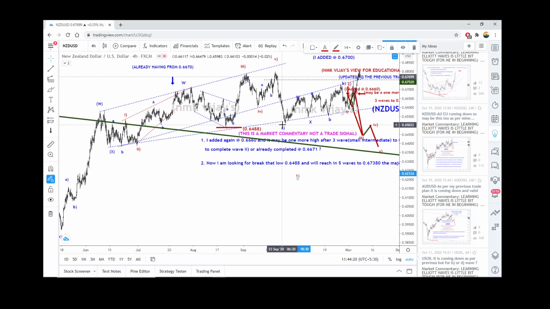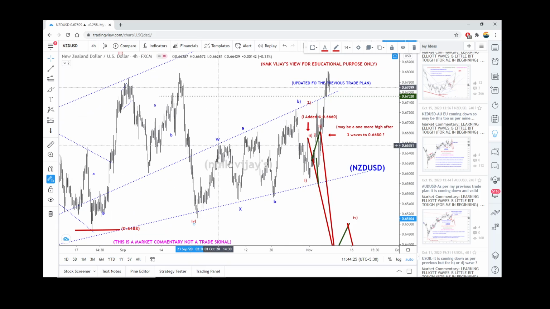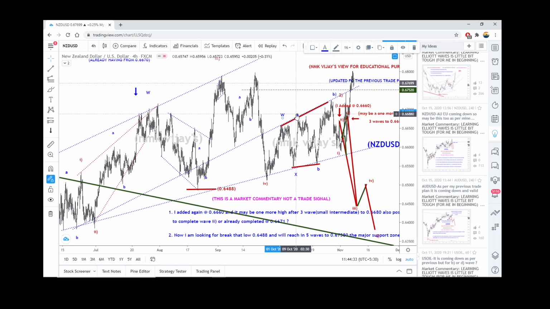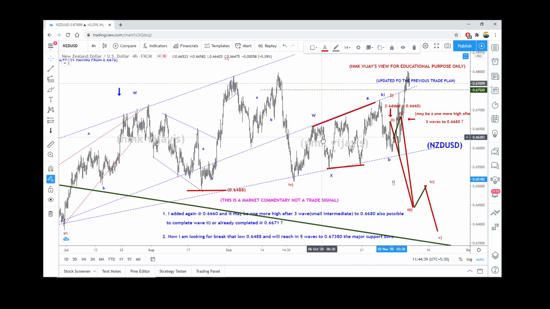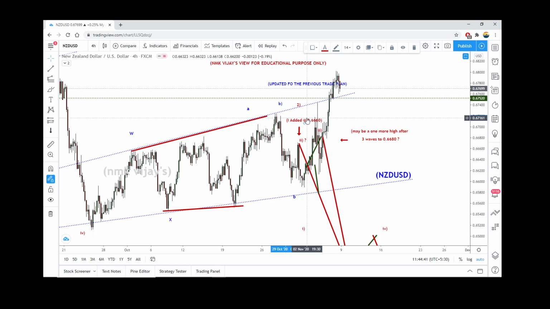I'm now considering this as a 4. So this is a 1, 2, 3, 4, 5. So this could be a leading diagonal or an expanding leading diagonal. So this is the A. So this is the B. One second. I will just clear these things. It is very easy.